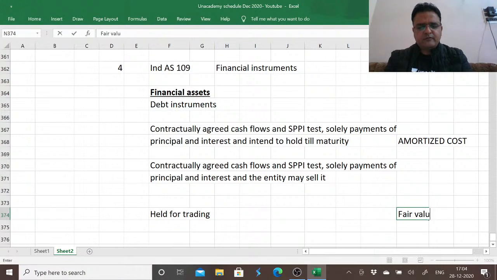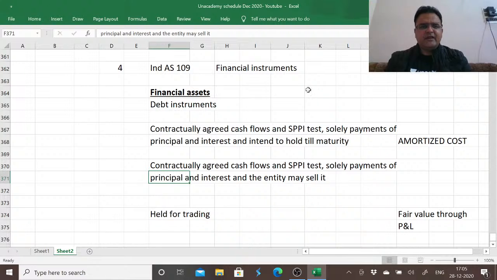Fair value through P&L. It makes sense also that since the intention is to hold them for trading, they should be remeasured each year and the difference should be taken to P&L. But if the intention is to hold till maturity, it doesn't make sense to remeasure them at fair value. So it's better to recognize them at amortized cost. But what about the situation wherein we intend to receive contractually agreed cash flows and solely payments of principal interest, but at the same time the entity may sell it as well.